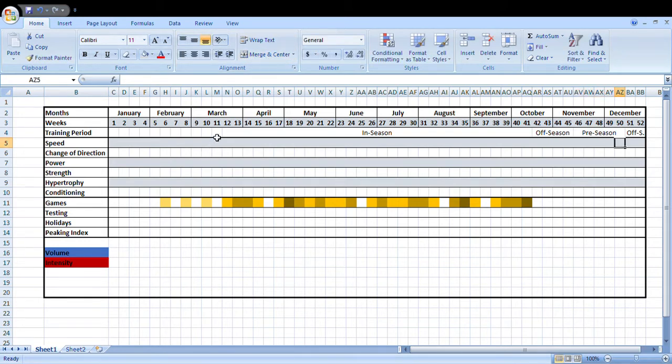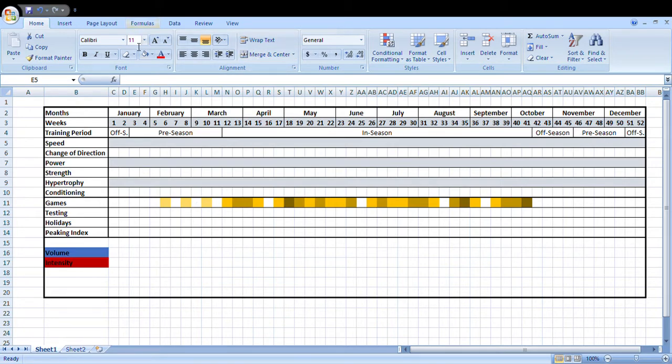And then on this side, again, maybe the first 2 weeks are off season, and then this entire 10 or so weeks here is the pre-season as well. So now we've split the year into different training periods, and we can now start planning what we're going to do during these periods.